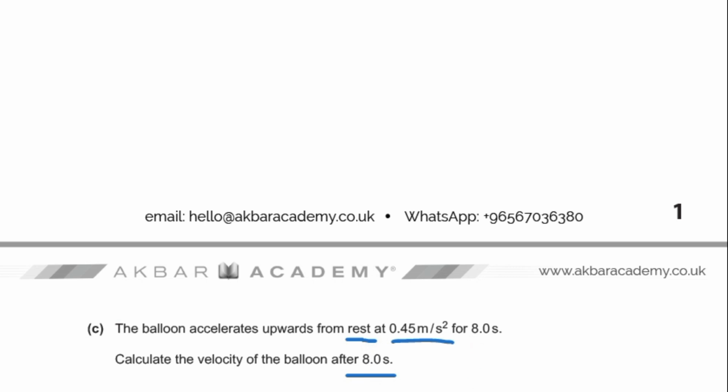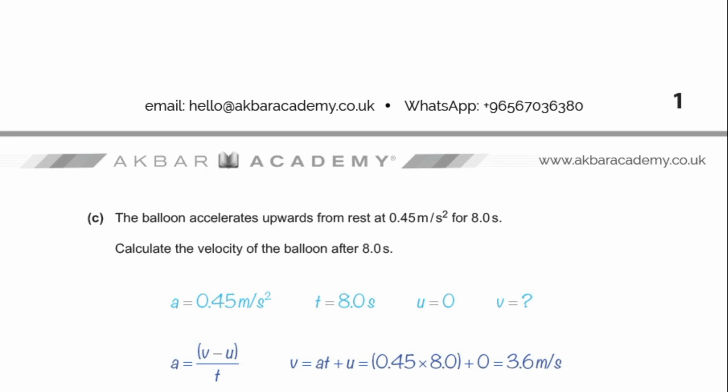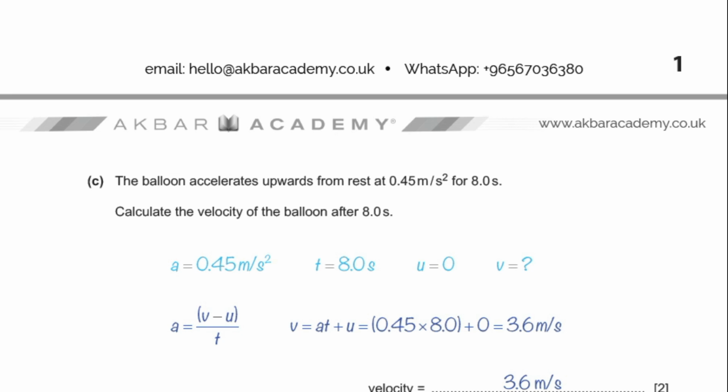Using the equation, acceleration equals final velocity minus initial velocity, divided by time. Rearranging, final velocity equals acceleration multiplied by time plus initial velocity. Substituting the values, final velocity equals 0.45 multiplied by 8.0 plus 0, which equals 3.6 meters per second. Final answer, 3.6 meters per second.